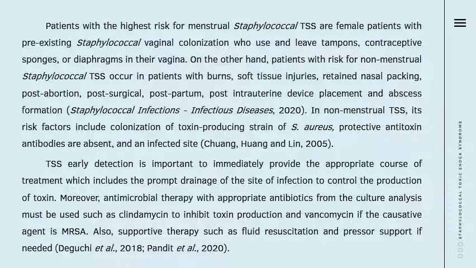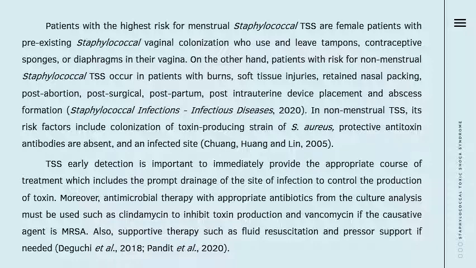Patients with the highest risk for menstrual staphylococcal TSS are female patients with pre-existing staphylococcal vaginal colonization who use and leave tampons, contraceptive sponges, or diaphragms in their vagina. On the other hand, non-menstrual staphylococcal TSS occurs in patients with burns, soft tissue injuries, retained nasal packing, post-abortion, post-surgical, postpartum, post-intrauterine device placement, and abscess formation.